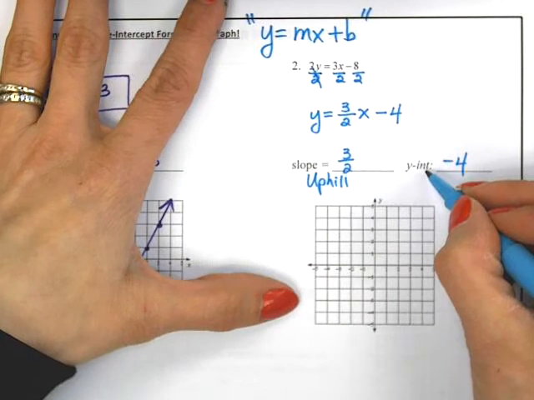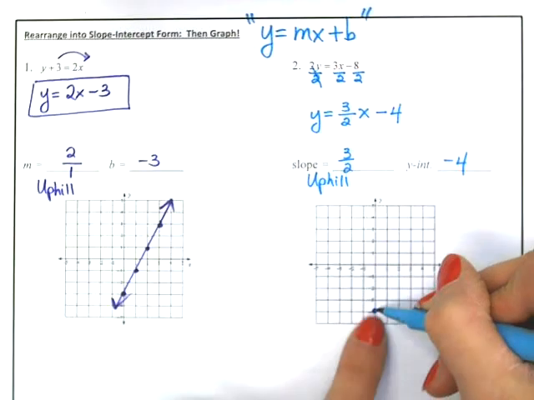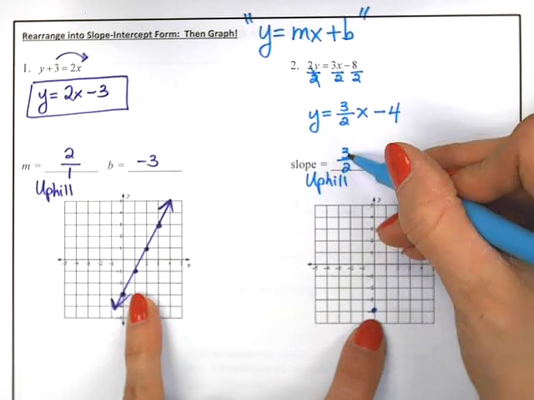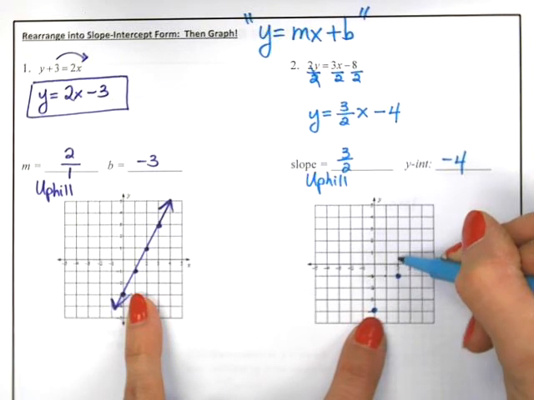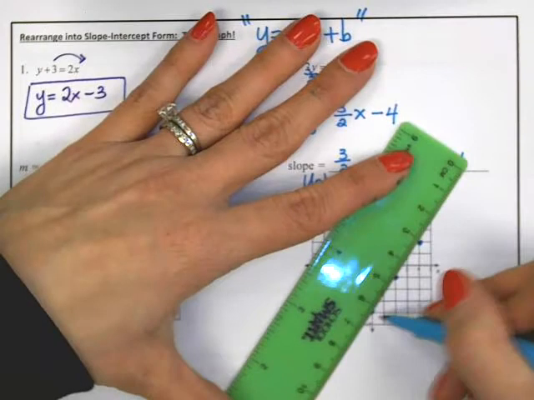The y-intercept is -4, so put your starting point way down there. And now it's time for slope. We're going to rise 3, 1, 2, 3, over 2. Rising 3, over 2. And then that is the uphill line.